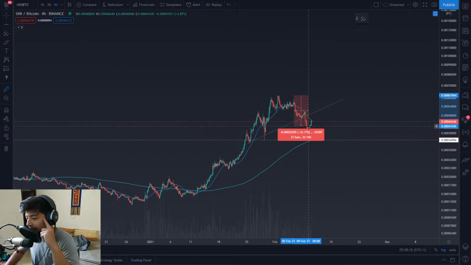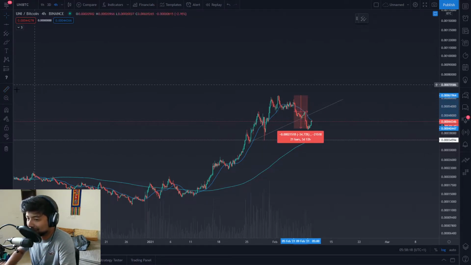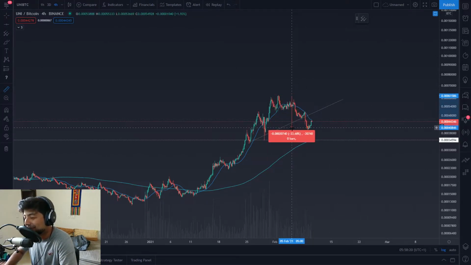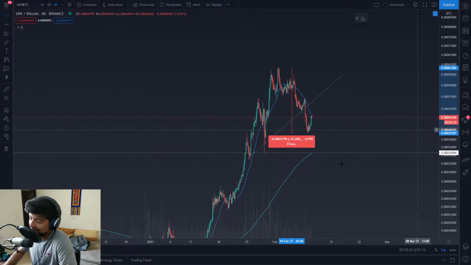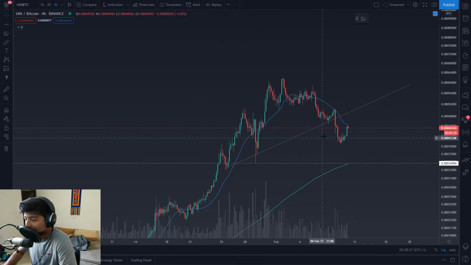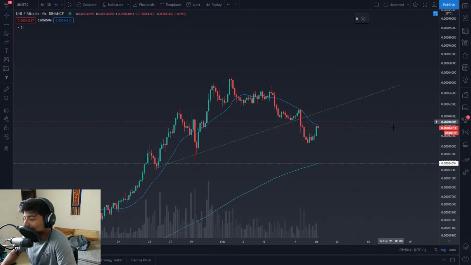Like, had you longed on 50x leverage over there, you would have been liquidated right there only. But had you even gone long on 3x leverage on Uniswap, you would have been liquidated. It's just savage, man. 30% down move, liquidation on 3x leverage.